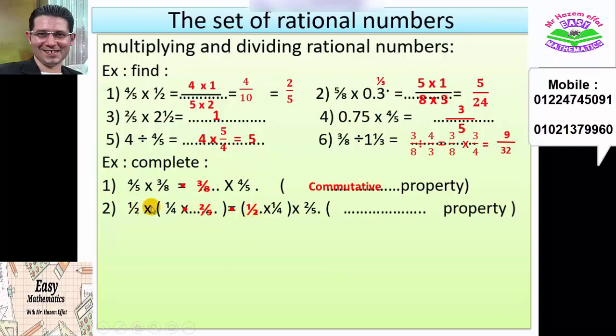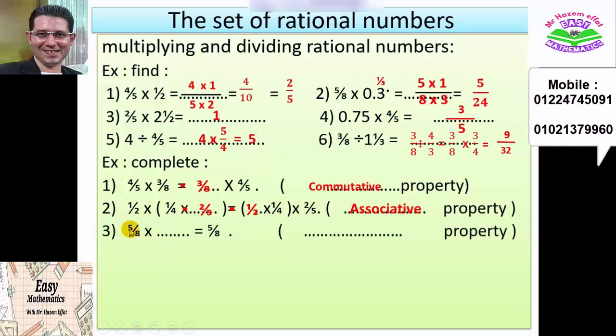What about the name of this property? When we have brackets here, I mean if we multiply the first fraction, half, by the product of quarter by 2 over 5, it's the same if we multiply half by quarter first and multiply the product by 2 over 5. Both of them have the same result. We have studied it also in the addition. So what about the name? Yes, it will be called associative.